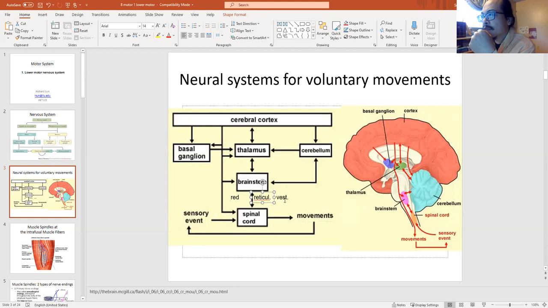So all these three located in the brainstem are affected by the cerebellum: vestibular spinal tracts, reticular spinal tracts from the reticular formation, vestibular nuclei right here. Vestibular, of course, also is affected by the vestibular apparatus. So the cerebellum and vestibular apparatus are going to be our next topic.